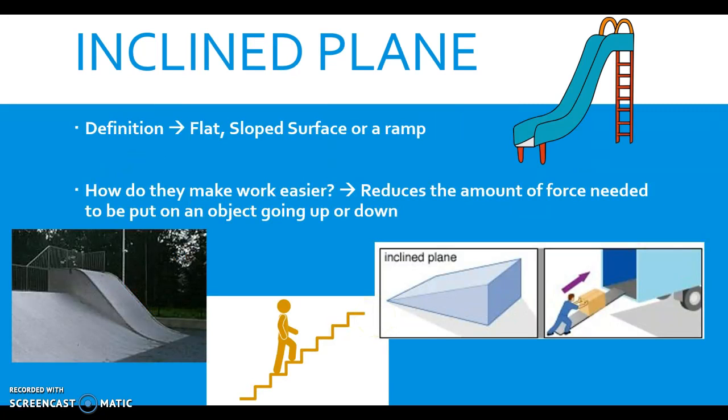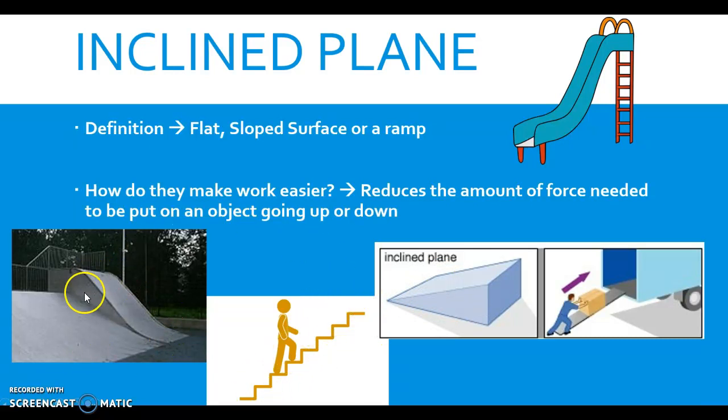Our third type of simple machine is an inclined plane. An inclined plane is a flat, sloped surface or a ramp. How do inclined planes make work easier? Well, it reduces the amount of force needed to put on an object going up or down. The best example of this, think about it: if you're at point A down here at the bottom of a staircase and point B is all the way up here, maybe 20 feet up high, a staircase makes it really easy for you to get from point A to point B. But if you didn't have that staircase, it would be incredibly hard. You would have to try and climb up to point B, which would make it really hard for you. So it makes the work easier.